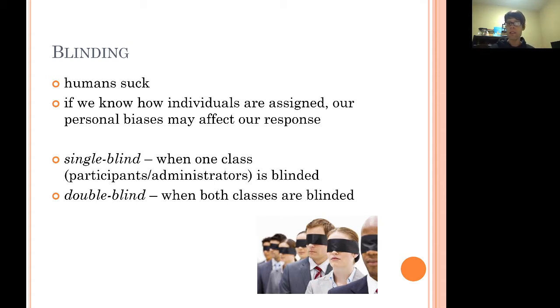Now, we could go one step further and we could double blind the experiment as well. So we could blind not only the participants, but we could also blind the administrators. We could blind, for example, the pharmacists who are actually administering the vaccine or the non-vaccine, so that nobody knows what's happening. And then it's truly removing all biases from this particular experiment. So those are the two different blinding cases we could have.